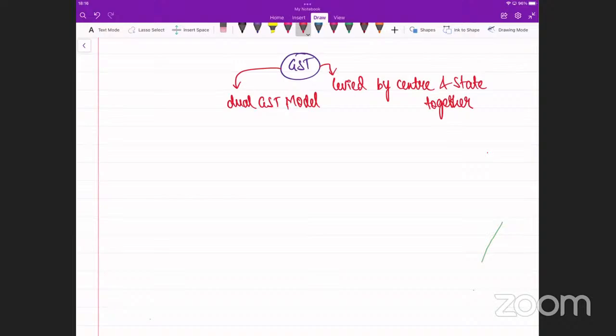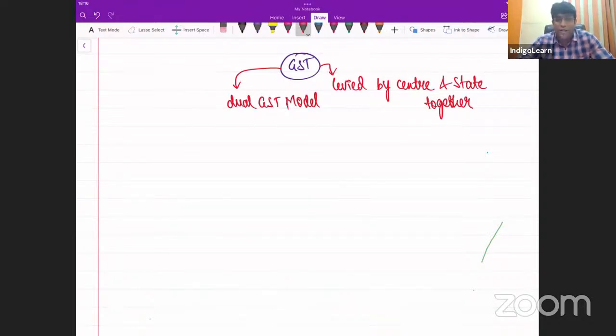Clear, friends? Very interesting, guys. Now, so earlier, what was the story? There were some taxes levied by center, some taxes levied by state, but there were no taxes levied by center and state together. For the first time in the history of India, some taxes come which is levied by center and state together. And that is the primary reason why there was a need to amend the constitution.